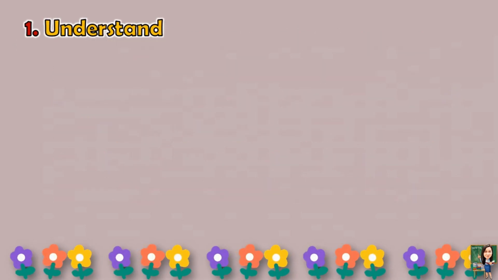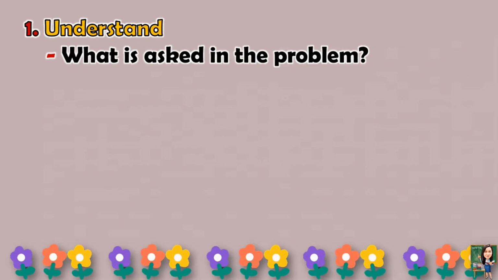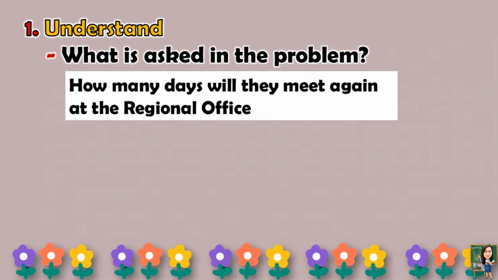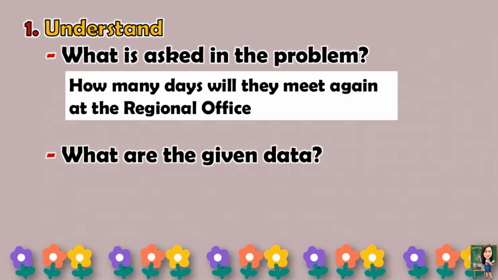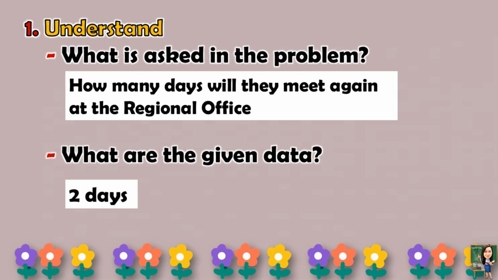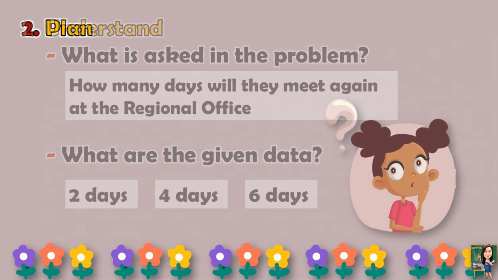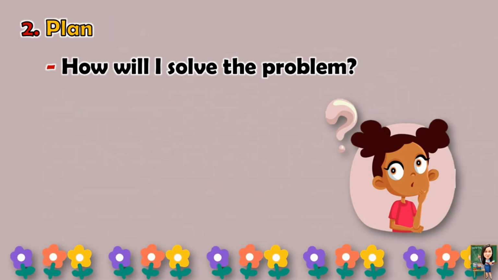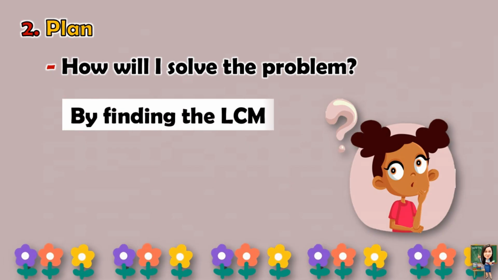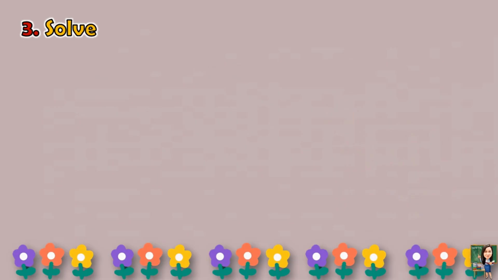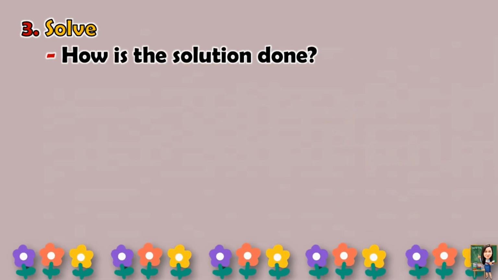Step 1. Understand. What is asked in the problem? How many days will they meet again at the regional office? What are the given data? 2 days, 4 days, and 6 days. Step 2. Plan. How will I solve the problem? By finding the LCM. Step 3. Solve. How is the solution done?